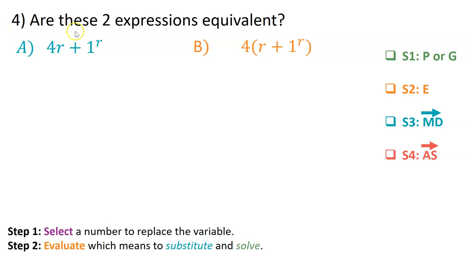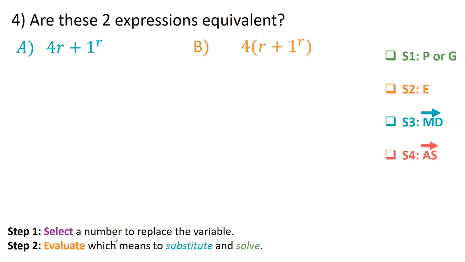Example 4. Are these two expressions equivalent? In this example, we are not given a value that we're supposed to plug in for r, so we have to actually follow our steps. Step 1 says select a number to replace the variable, and this selection is you just thinking about what you think would be an easy number to plug in, because you can select any number to plug in.